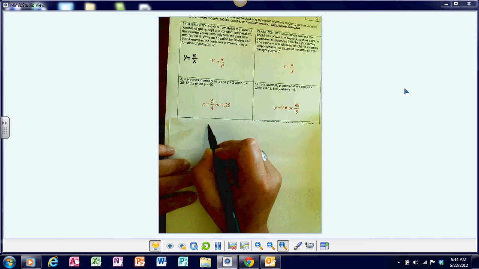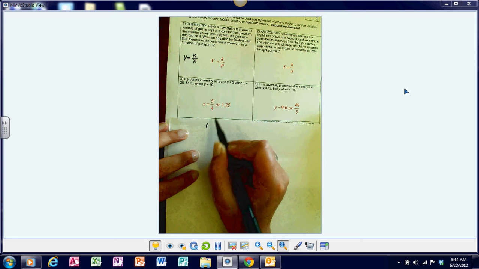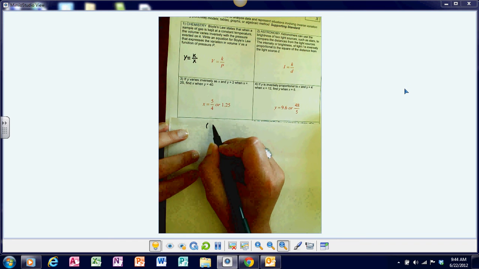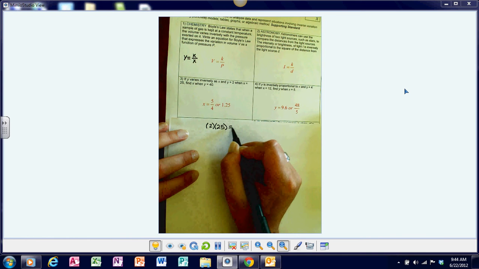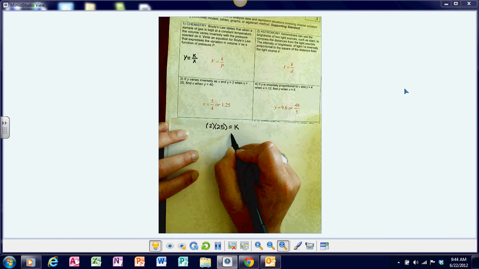On number 3, we have if y varies inversely as x and y equals 2 when x is 25, find x when y equals 40. So we start off with, we have to find the product. So we have y is 2, we have x is 25, so that means my constant is going to be 50.